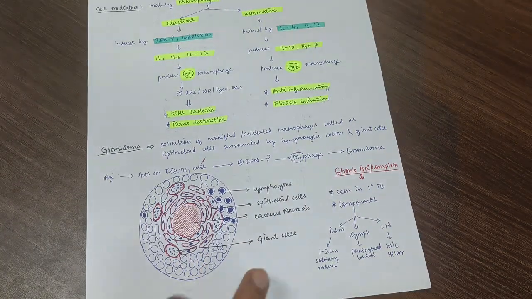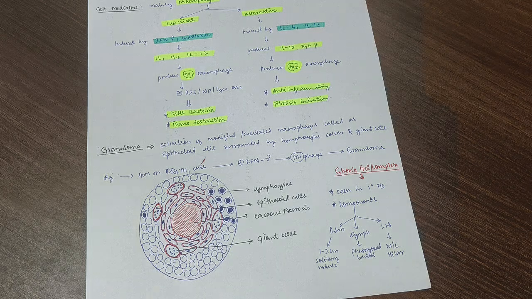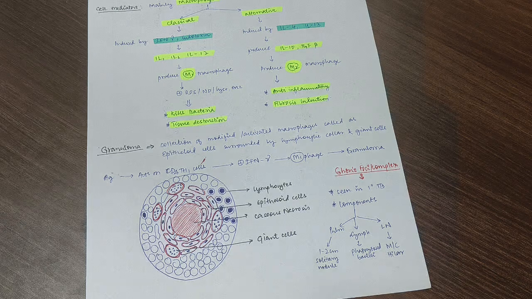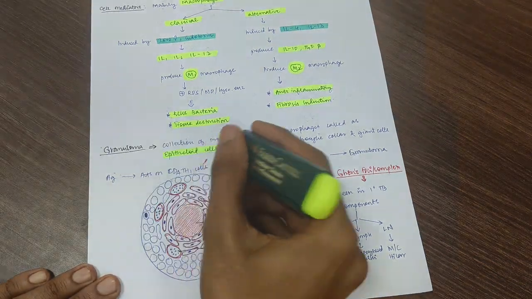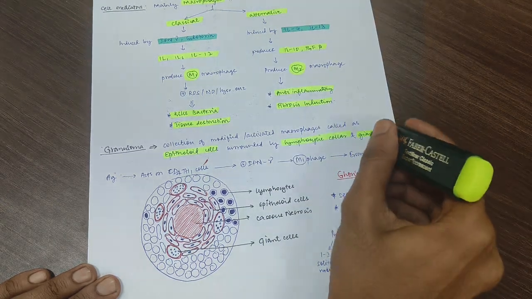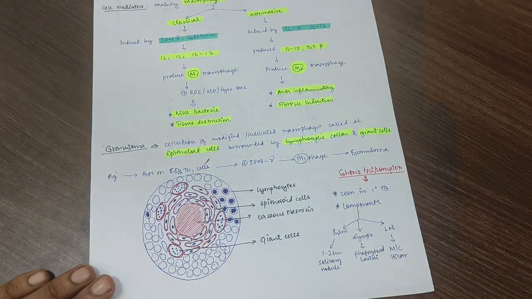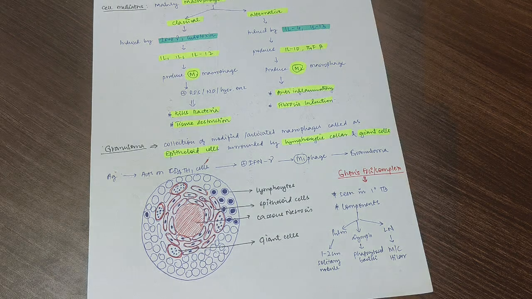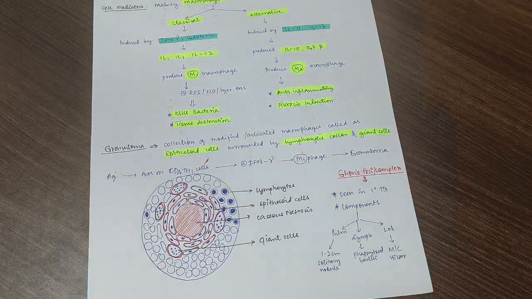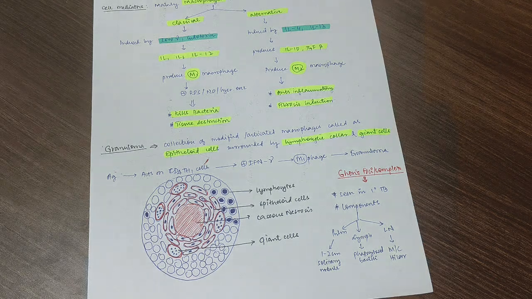Now the granuloma. So what is a granuloma? A granuloma is a collection of modified or activated macrophages called epithelioid cells, surrounded by a lymphocytic collar and giant cells. So what are the keywords? Epithelioid cells, lymphocytic collar and giant cells. Giant cells are also called Langhans giant cells. Not Langerhans, okay. Langerhans cells are antigen presenting cells in the skin, which I will tell you about in hypersensitivity reaction type 1. Here it is Langhans giant cell.